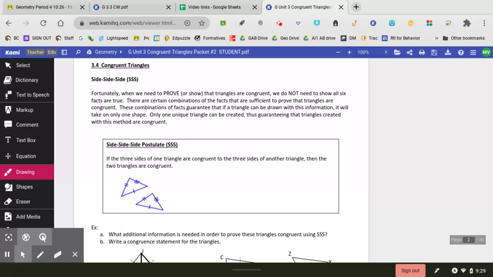There's actually five distinct ways, the first of which is the side postulate. The side postulate, which you would write SSS, is if three sides of one triangle are congruent to the three sides of another triangle, then those two triangles have to be congruent. I don't need to know anything about the angles. I just need to know three sides of one are equal to three sides of the other.